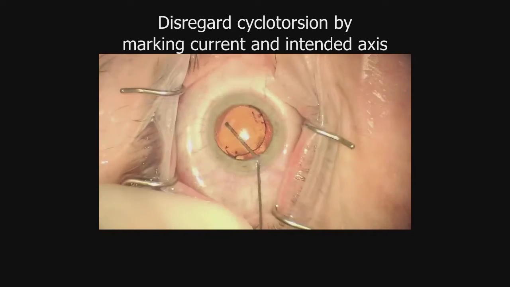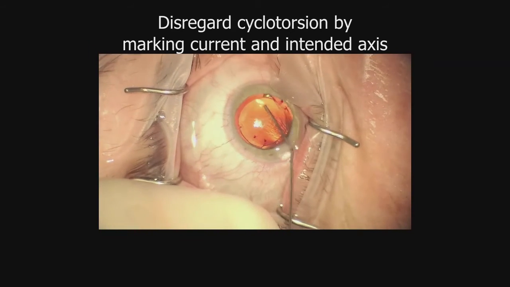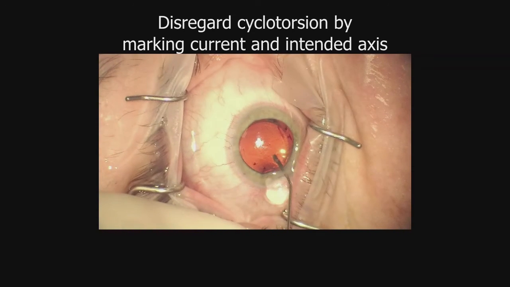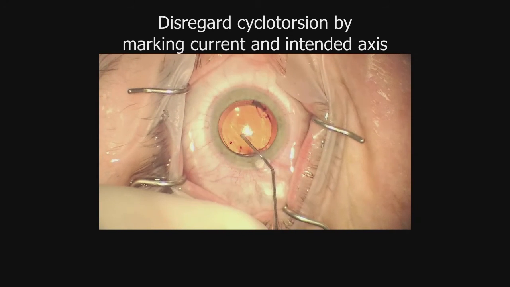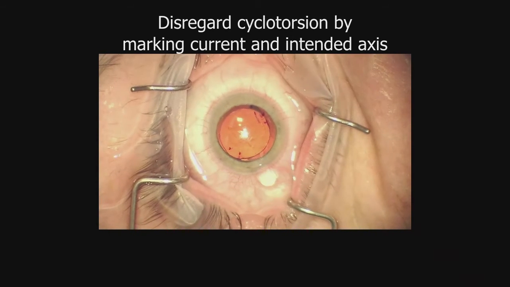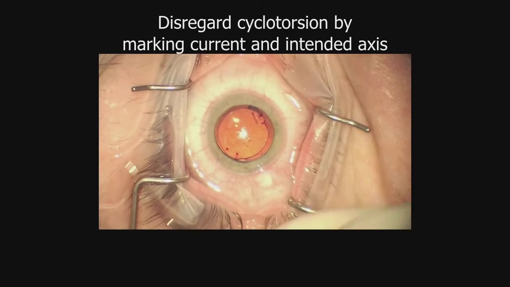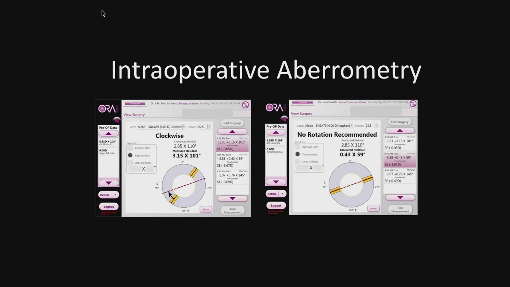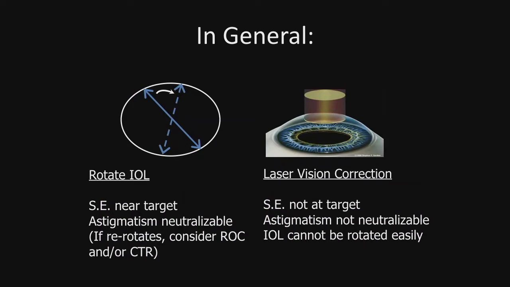So another nice pearl, we can completely forget about cyclorotation effects. If we are doing a rotation, we just mark the intended axis and the incurred axis because it's already seated in that position. We know exactly where we're starting, and then we can just add 30-degree rotation if that's what we had planned on by astigmatismfix.com, and that helps us. Intraoperative aberrometry can also be very useful, but in general, we want to rotate the IOL if the spherical equivalent is near target, if the astigmatism is neutralizable, and if it re-rotates, consider a CTR or reverse optic capture.